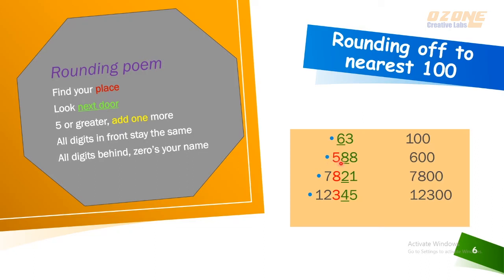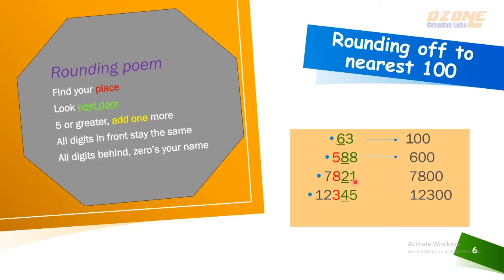And all the digits in front stay the same. If any numbers are there previous to that, that will stay the same. No numbers are there here. And the digits behind, that is the tens place and ones place, both will become zeros. So 588 will become 600.